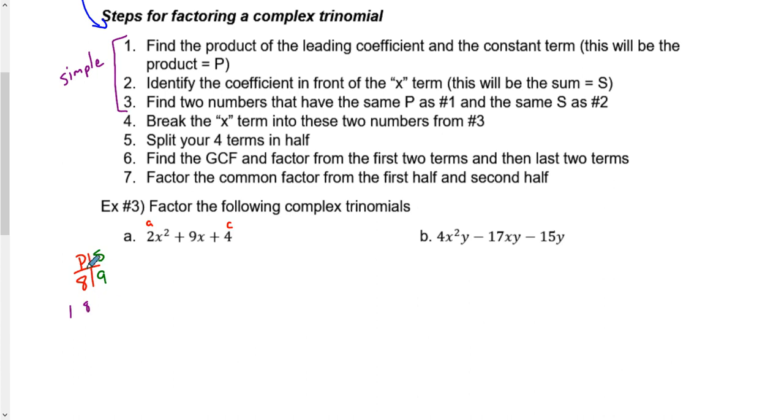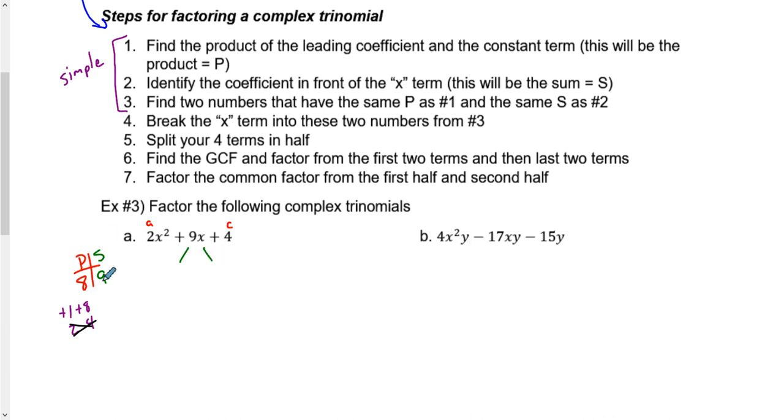So our factors of 8 will be 1 and 8, and 2 and 4. 2 and 4 would never give us 9, but a +1 and a +8 do multiply to give us +8, and they also add together to give us 9. They have a product of 8 and a sum of 9. So here's where it obviously differs from simple factoring. We have to break our x term into these 2 numbers from here.